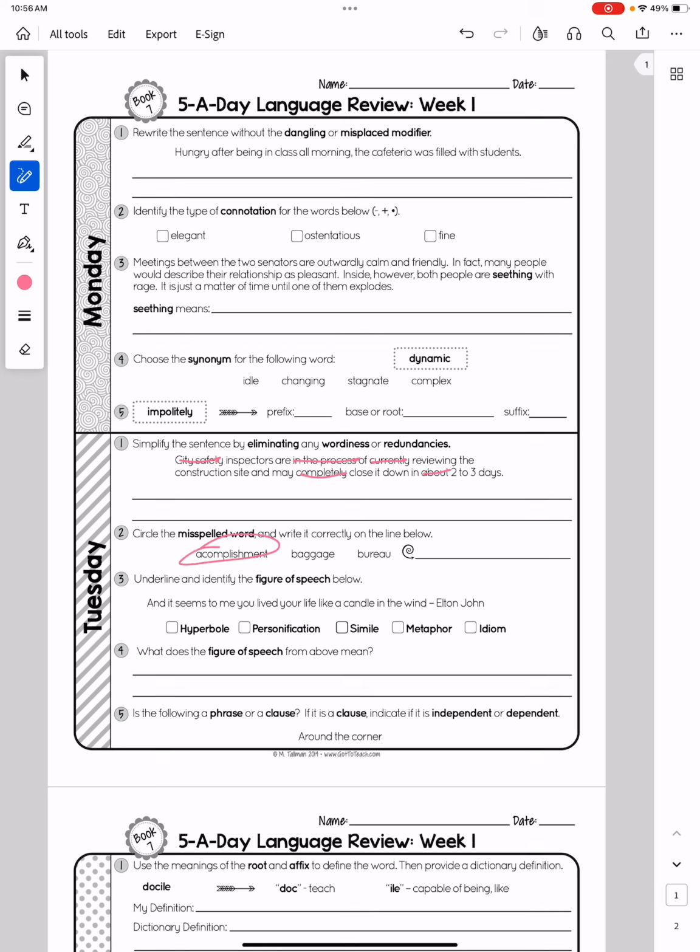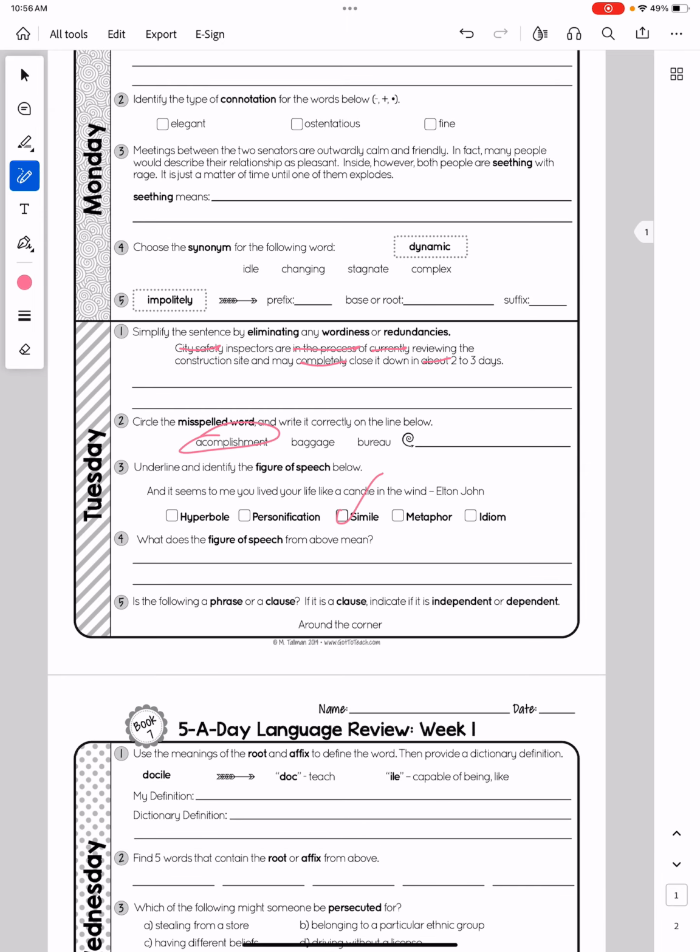Misspelled word is accomplishment. It seems like you live your life like a candle in the wind is a simile. It means that you're fleeting or you're not really solid.